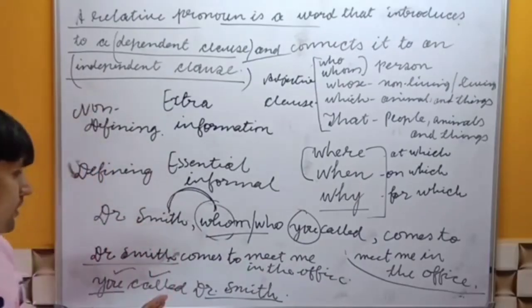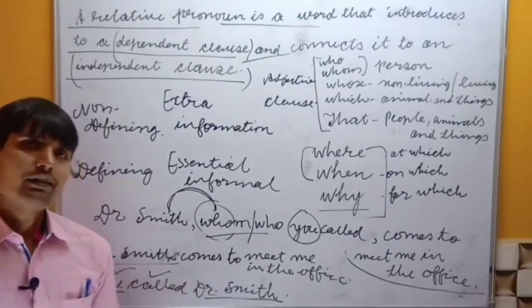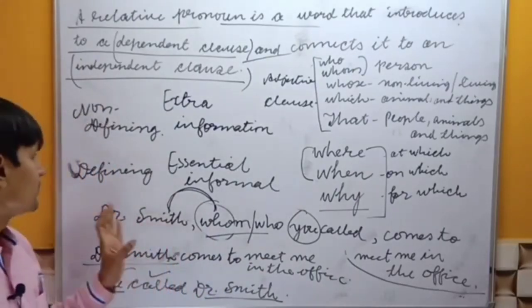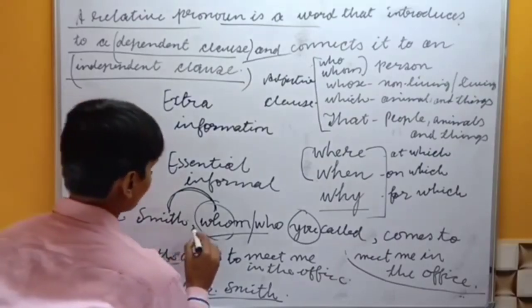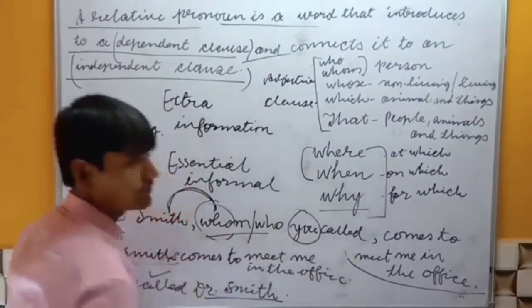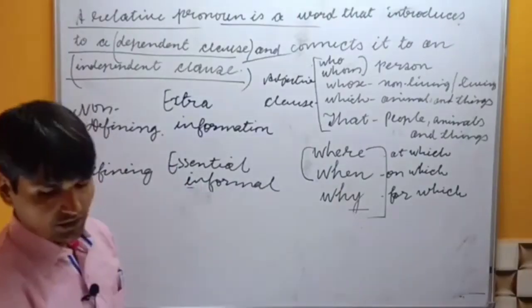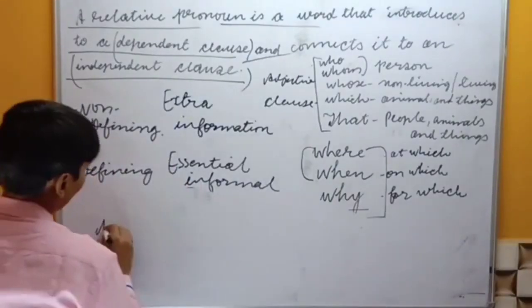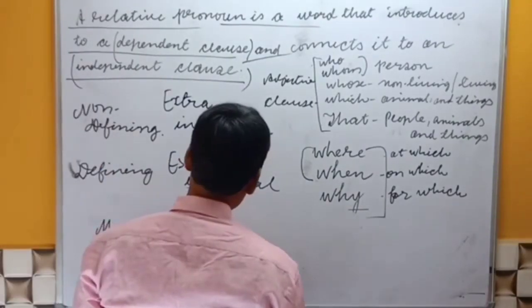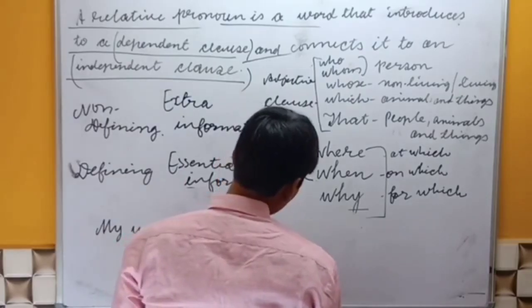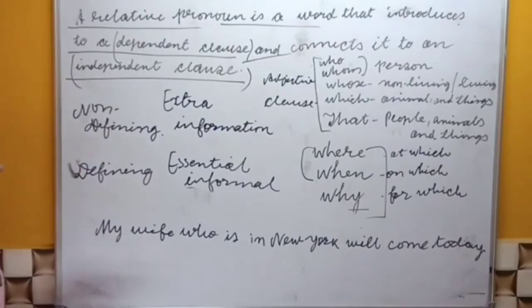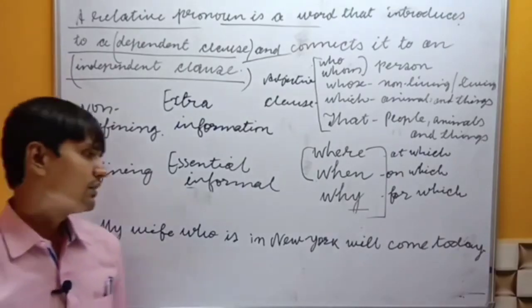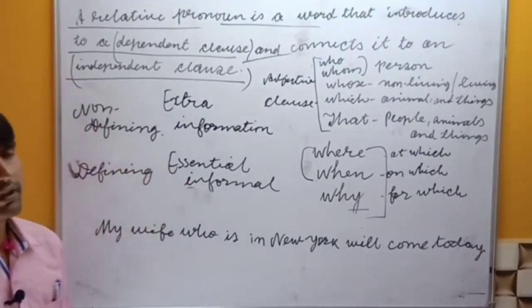Okay, now do you need to put the comma? Yes, because Dr. Smith has been used as non-defining, so you can use a comma here. Okay, let's see the next one. Now the next sentence is, my wife who is in New York will come today. Now look at the sentence, what is written. My wife who is in New York will come today.